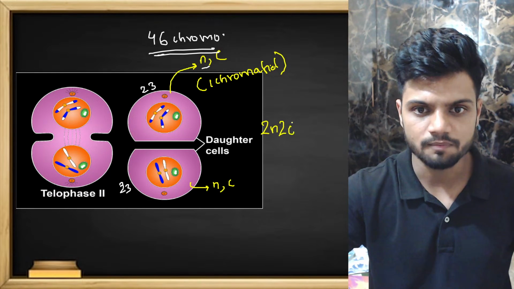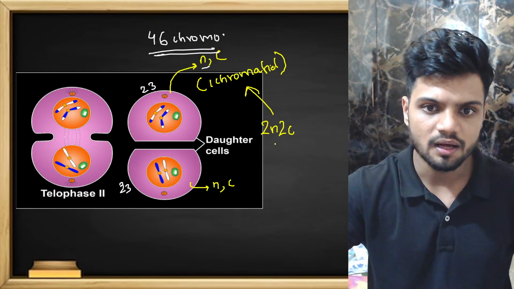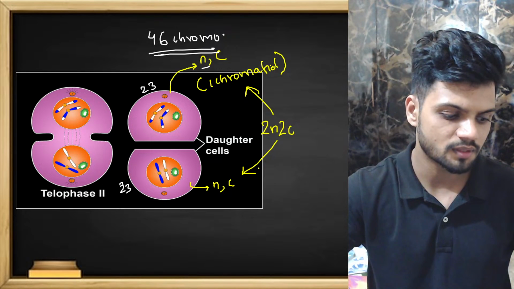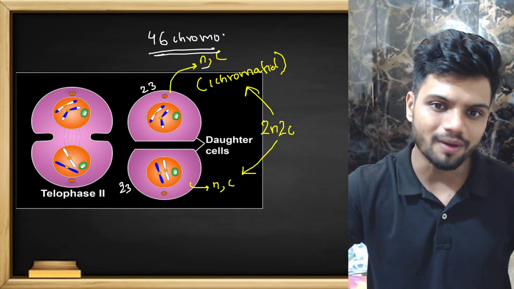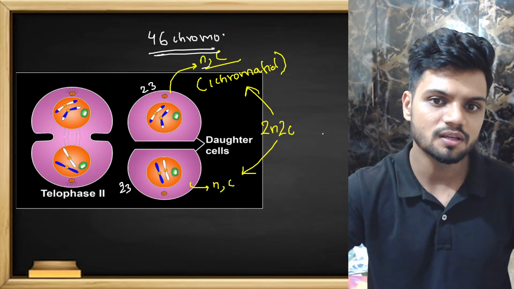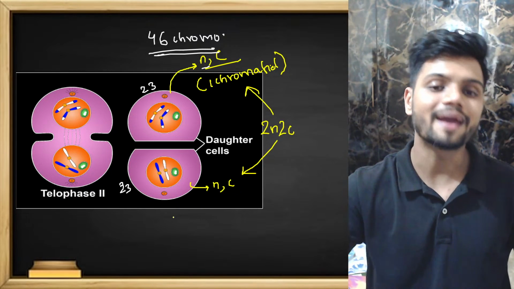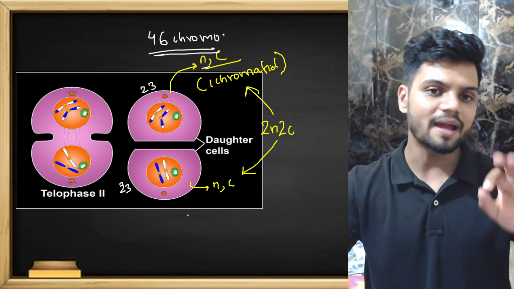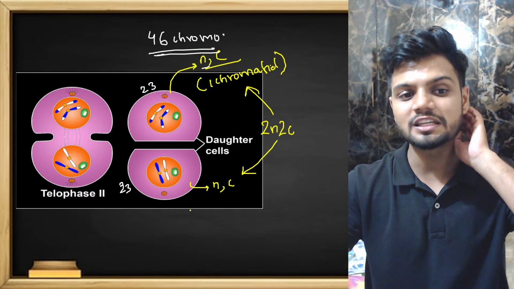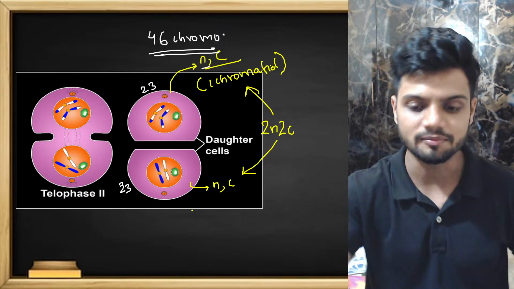2N and 2C. Half is going this side again. Yes. So can I tell, 1N is going this side, 1C is coming this side. 1N is coming this side, 1C is coming this side. So N, C. By the end of telophase, we have 23 pairs of chromosomes in each nucleus.